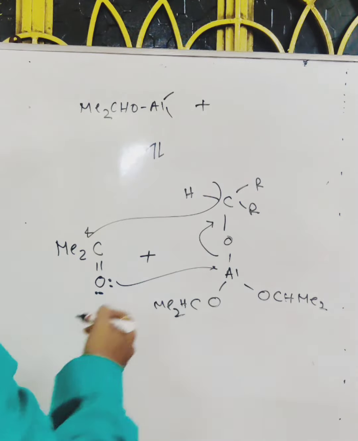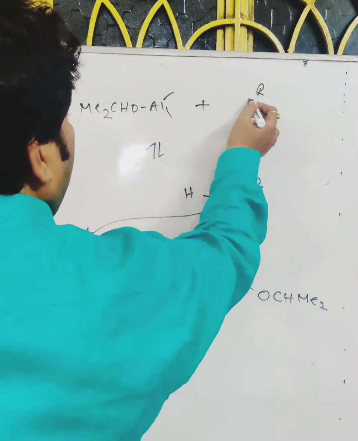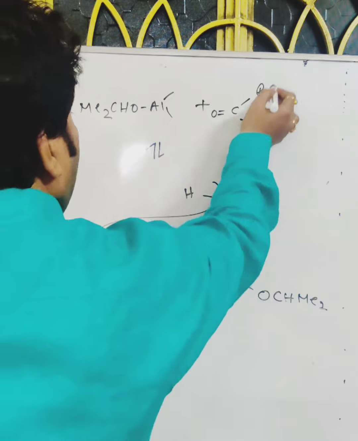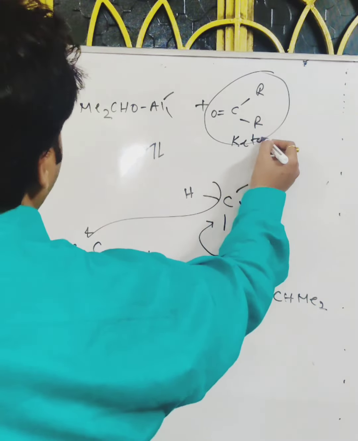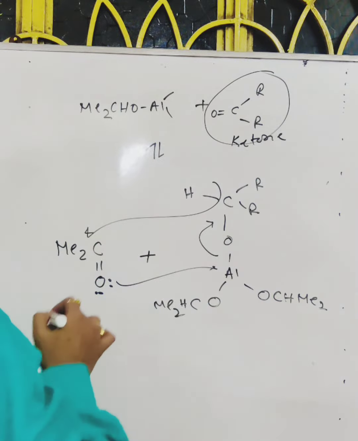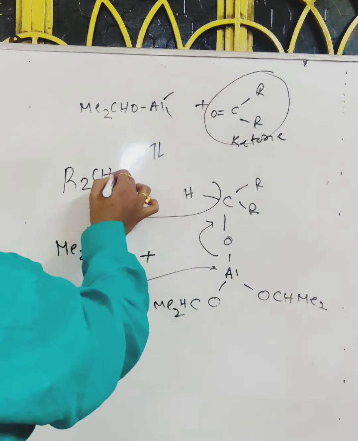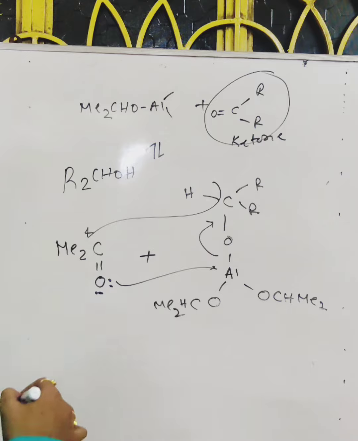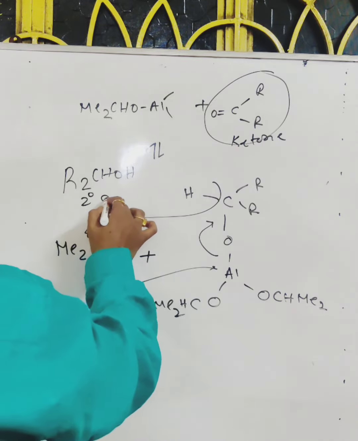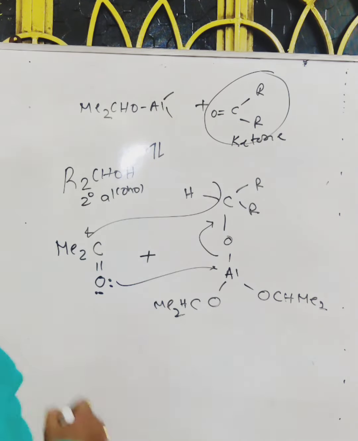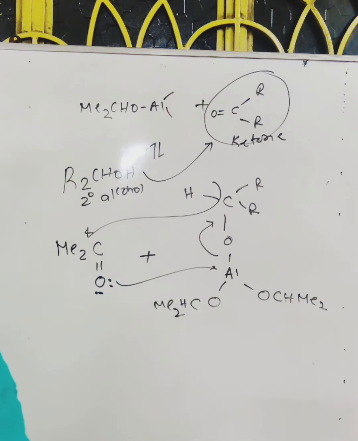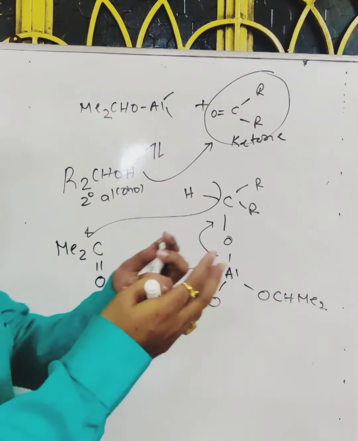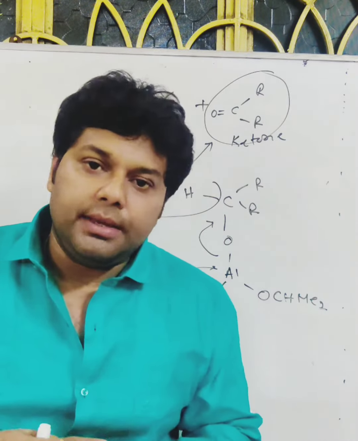The most important thing, when this comes here, you are getting RCOR. What is that, my dear? That is the ketone. You started with what? You started with R2CHOH. What was that? The 2 degree alcohol. Correct. The 2 degree alcohol is getting converted to the ketone. So isn't it just the opposite of the MPV reduction?